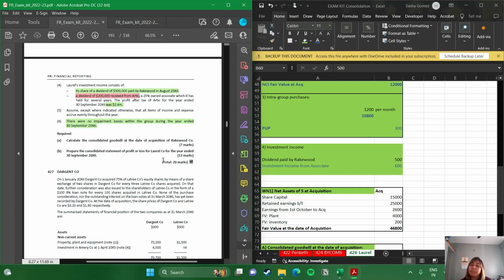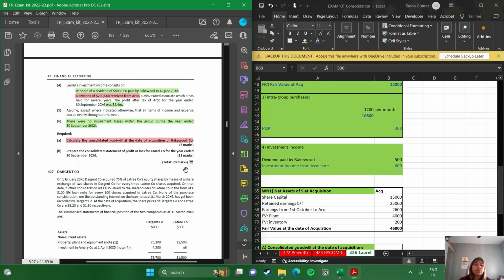If there was an impairment loss, that would be charged to your administrative expenses, or if they tell you that it is charged to depreciation, you charge it there. But there are no impairment losses, so you don't have to worry. Now calculate the consolidated goodwill at the date of acquisition of Rakewood.